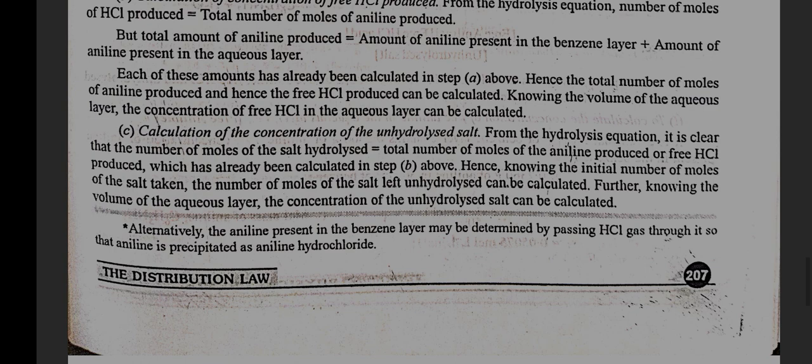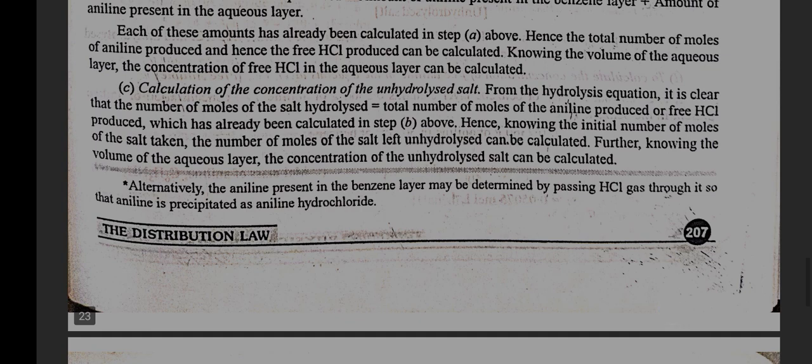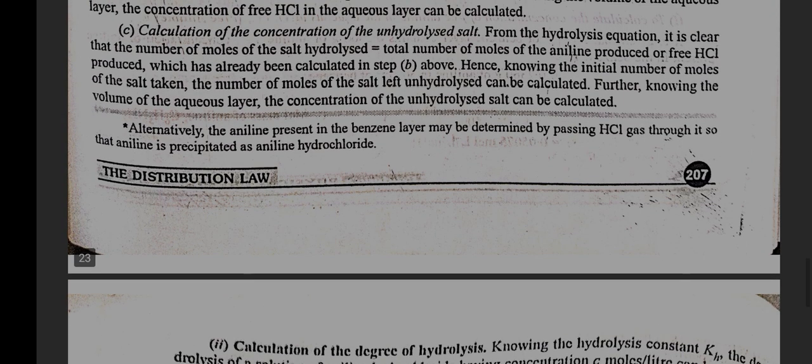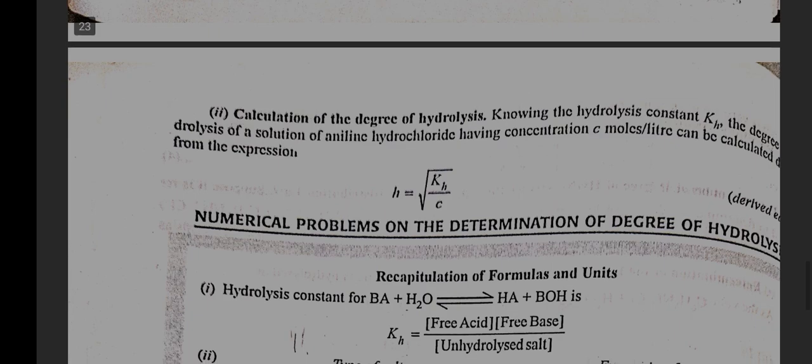C. Calculation of the concentration of the unhydrolyzed salt. From the hydrolysis equation, it is clear that the number of moles of the salt hydrolyzed is equal to the total number of moles of the aniline produced or free HCl produced, which has already been calculated in step B above. Hence, knowing the initial number of moles of the salt taken, the number of moles of the salt left unhydrolyzed can be calculated. Further, knowing the volume of the aqueous layer, the concentration of the unhydrolyzed salt can be calculated.